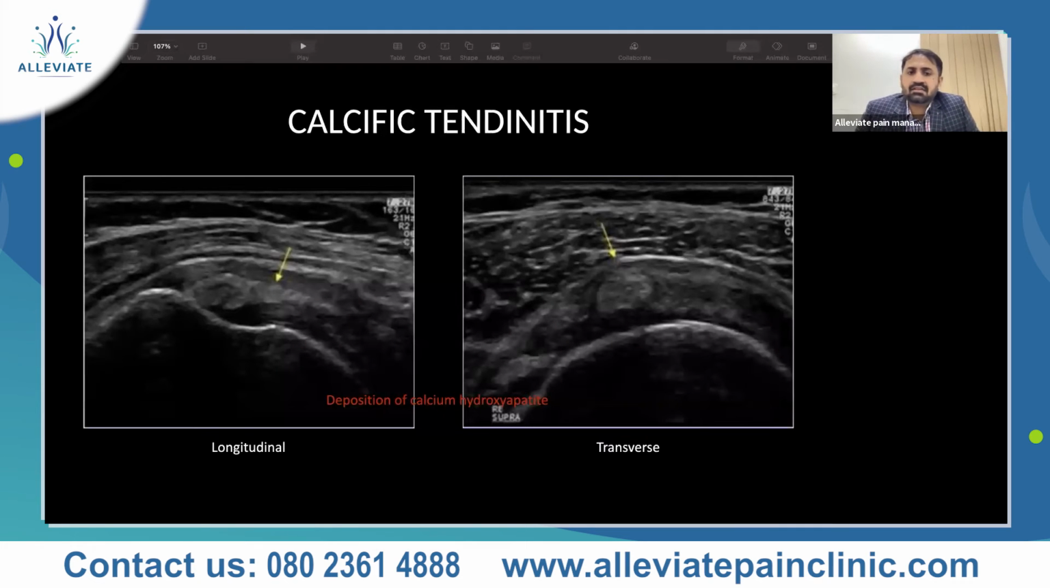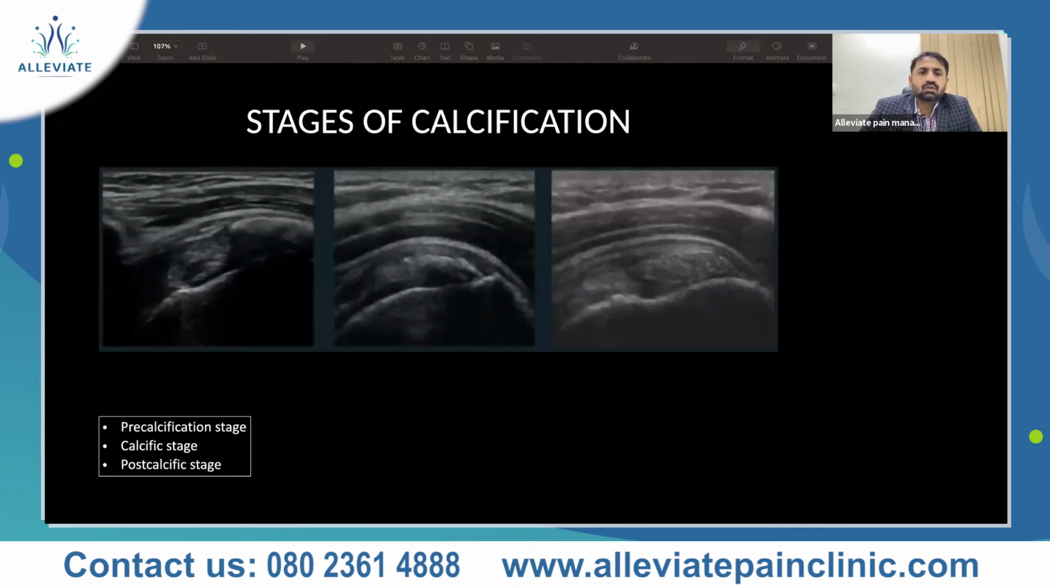So calcific tendinitis, again, is deposition of calcium hydroxyapatite. There are different phases. This is how it looks in a longitudinal and a transverse view. In the pre-calcific stage you don't have much pain. The pain is more in the calcific stage. The resorptive phase is the most painful, in which the calcification is semi-liquid, and that is the time when the patient has maximum pain. And in the early stages, when the pain is less, the acoustic shadows will be there.